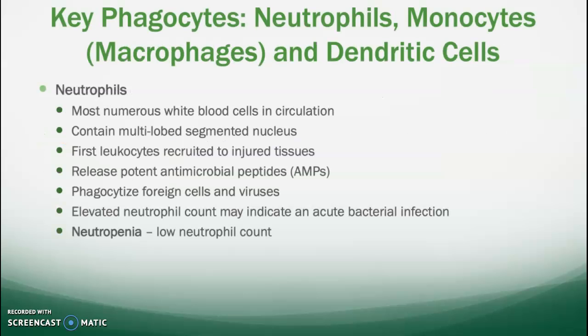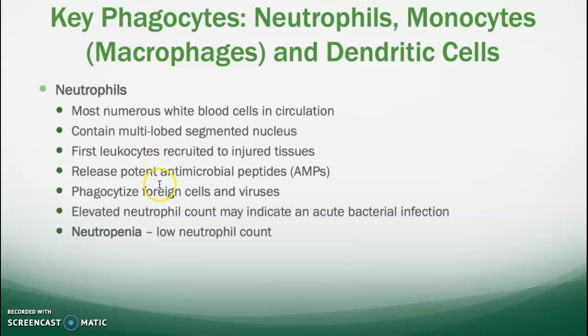So the neutrophils are the ones that are the most numerous in circulation. So when we think about just our blood circulating, we would expect to find neutrophils throughout our blood. Every part of our body, from the tip of your toes up to your head, the blood would have neutrophils in it. These are ones that have a multi-lobed segmented nucleus, not something that you really need to know, but it makes it easy to recognize them under a microscope. If you have an injury, in general, these would be the first white blood cell that would be recruited or brought to that site. They would be kind of the first responders to injured tissue.